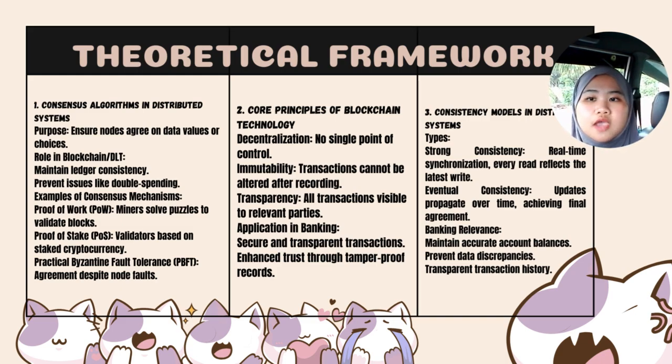And then lastly, we have consistency models in distributed systems. There are two types. The first one is strong consistency, which is real-time synchronization: every read reflects the latest write. And then we have eventual consistency, where updates propagate over time, achieving final agreement. The banking relevance is to maintain accurate account balances and prevent data discrepancies.